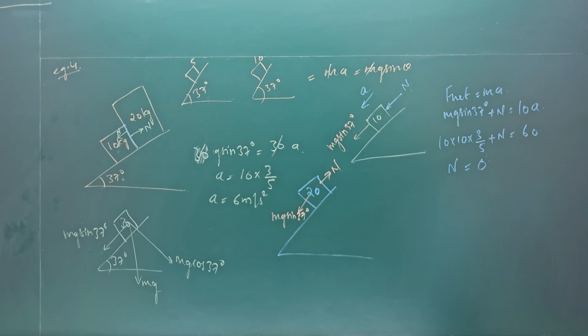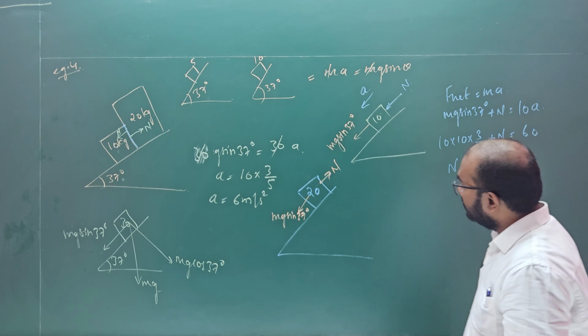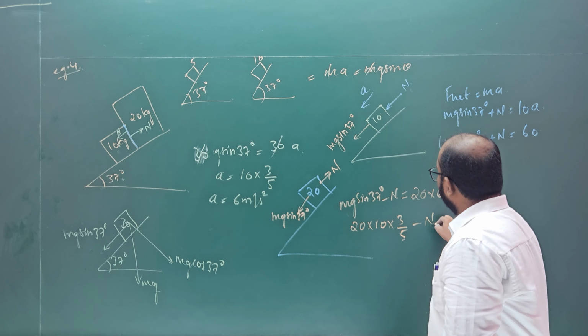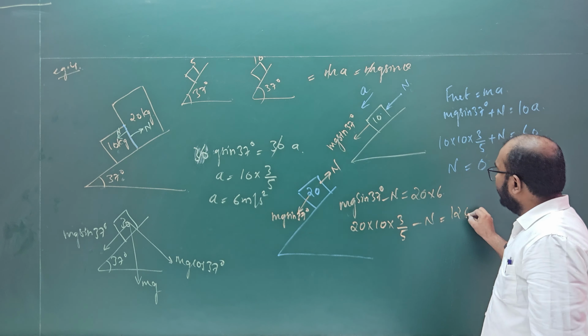If I want to write the equation for this also, then can I say that mg sine 37 minus the normal this time. Why? Because both are acting in the opposite direction, which equals 20 times the acceleration, which is 6. And mass is how much? 20. So 20 into 10 into 3 by 5 minus the normal equals 120.